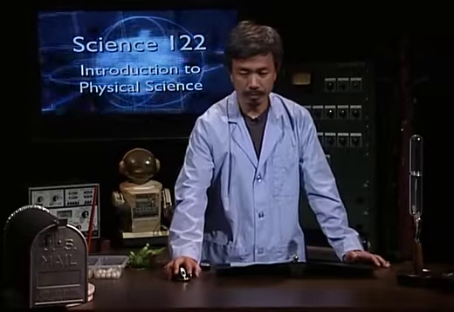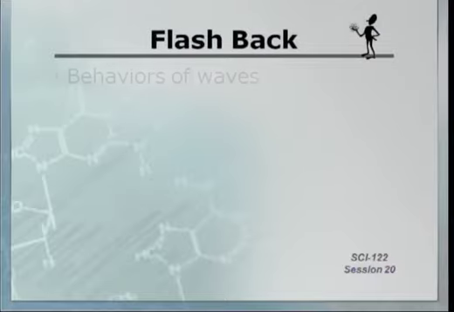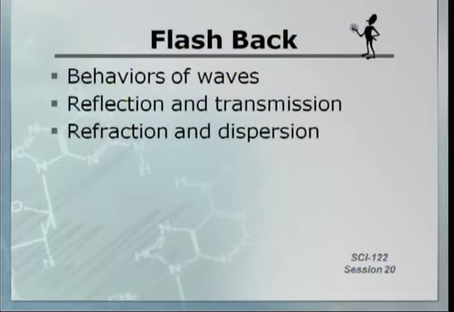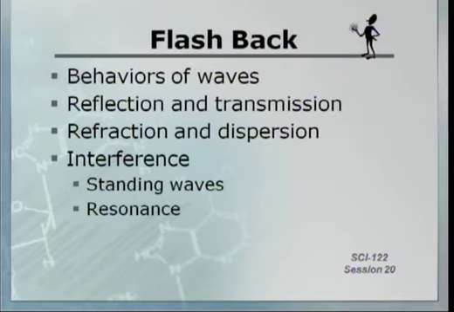Last time we talked about the concept of waves, so let's take a look at what we did. In our flashback, we started off with the behavior of waves. We looked at the idea of reflection and transmission of waves through a material. We looked at refraction and dispersion. This is the bending of a wave as it travels from one medium into another, and how light can spread in terms of different colors.